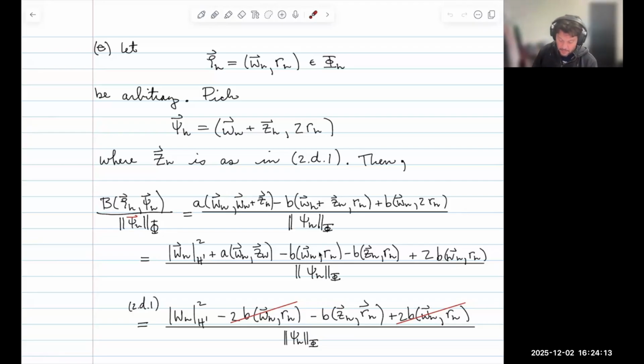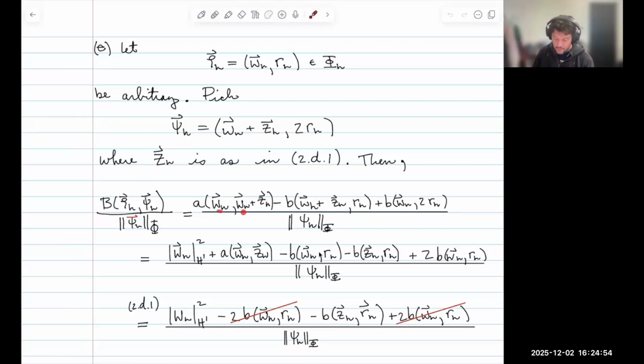For this object, I'm going to take WH, which is the same as here, and a pressure of 2RH, the same as here, but to that WH, I'm going to add ZH, where ZH is as in the last problem, part D. All right, so then here's how it works. All I'm going to do is evaluate this quotient. I just straightforwardly write down these three terms in this definition of B, which is here. Now, both A and B are bilinear, and so these three terms turn into something like five terms.